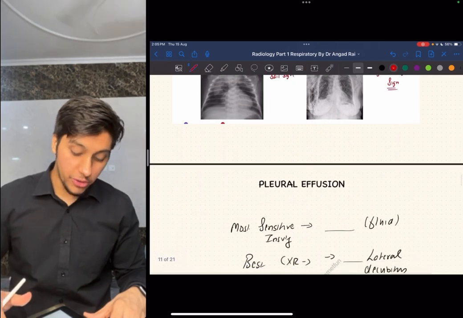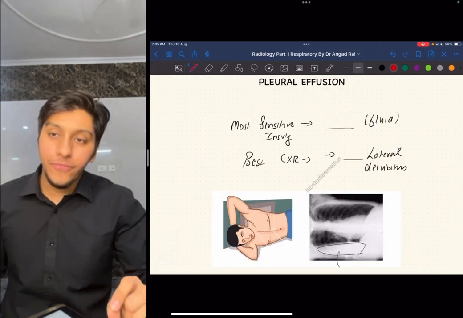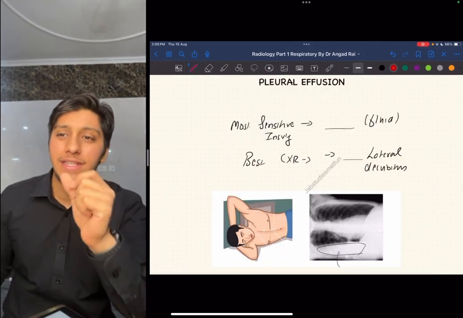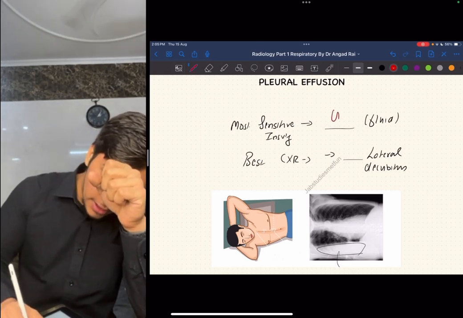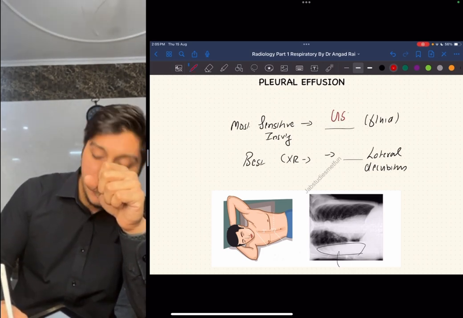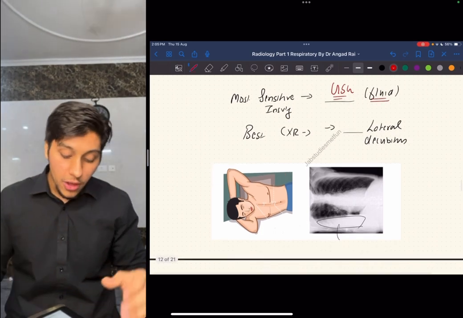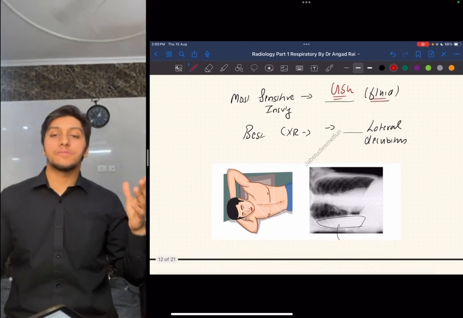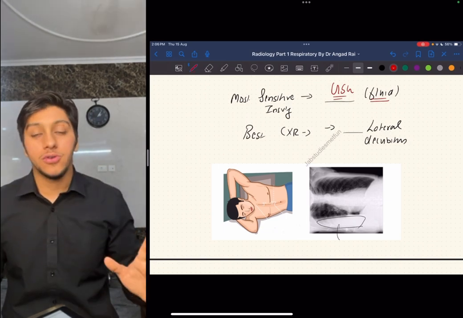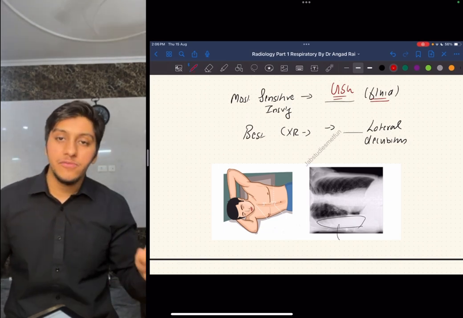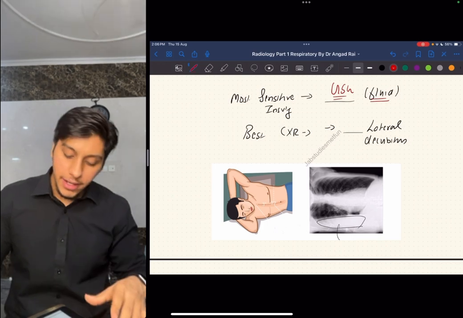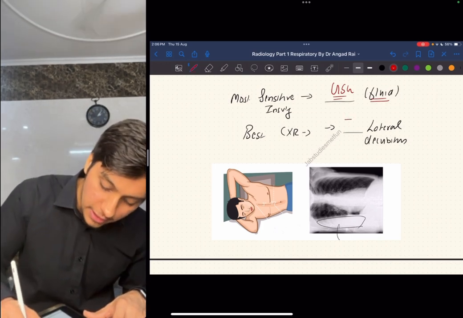Next, guys, let's talk about pleural effusion. Now, in pleural effusion, if they ask you what is the most sensitive investigation, that is going to be ultrasound. Why? Because there is fluid, so ultrasound is meant for that purpose. But if they ask you what is the best X-ray mode, in which position will you keep the patient? Lateral decubitus. Okay, but which side? Ipsilateral, meaning on the same side, or contralateral? Guys, the answer is going to be ipsilateral.